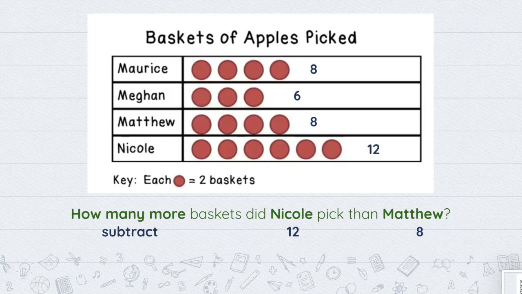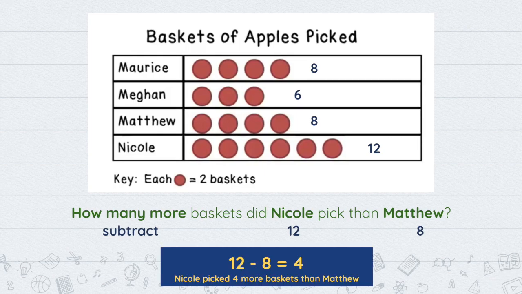So I'm going to put that number right after Maurice's pictures, and I'm going to do that with every single one of the other friends. So I have all the information, all the data right in front of me. Now I can look at the question, and I'll remember that the words how many more tell me to subtract. So now I have the number for Nicole, which is 12 baskets. I skip counted by 2. And I have the number for Matthew, which is 8 baskets. So now I can subtract. I can write my equation, and I know that in subtraction, the big number always goes first.